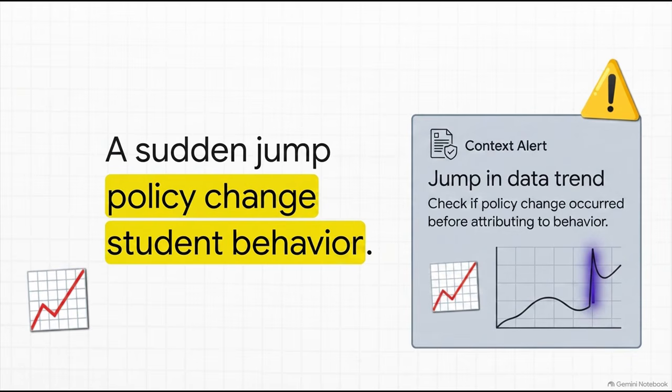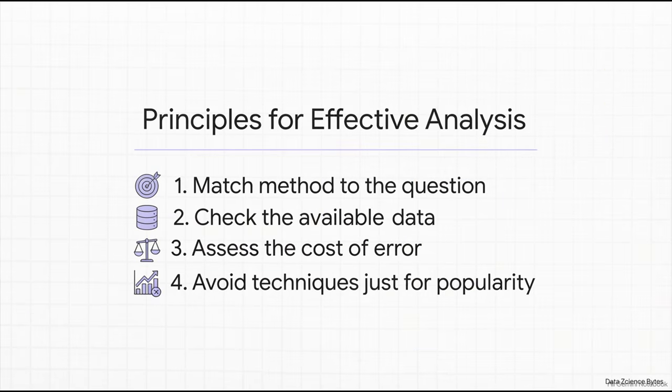A sudden jump in your data might literally just reflect a policy shift or a coding change rather than any actual shift in student behavior. EDA connects the raw numbers back to the real world, which completely prevents analysts from inventing inaccurate causal stories about what's going on. This leads us to a highly practical rule of thumb.